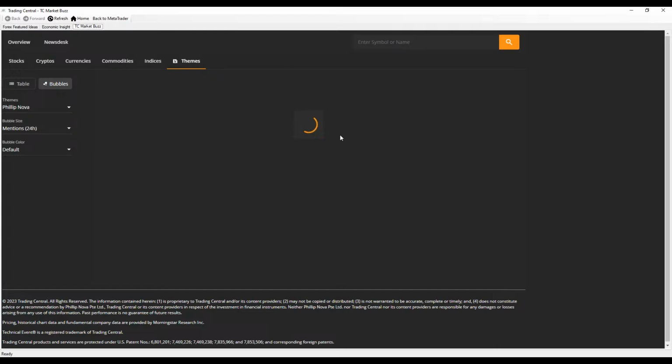Okay, so Trading Central Market Buzz. Once you have launched, you would notice that there is this theme right here that is put as Phillip Nova. Of course, this tool offers coverage on many different kinds of assets, but what we have put here is a watch list for Phillip Nova that only includes all the contracts that you can trade on Phillip Nova.